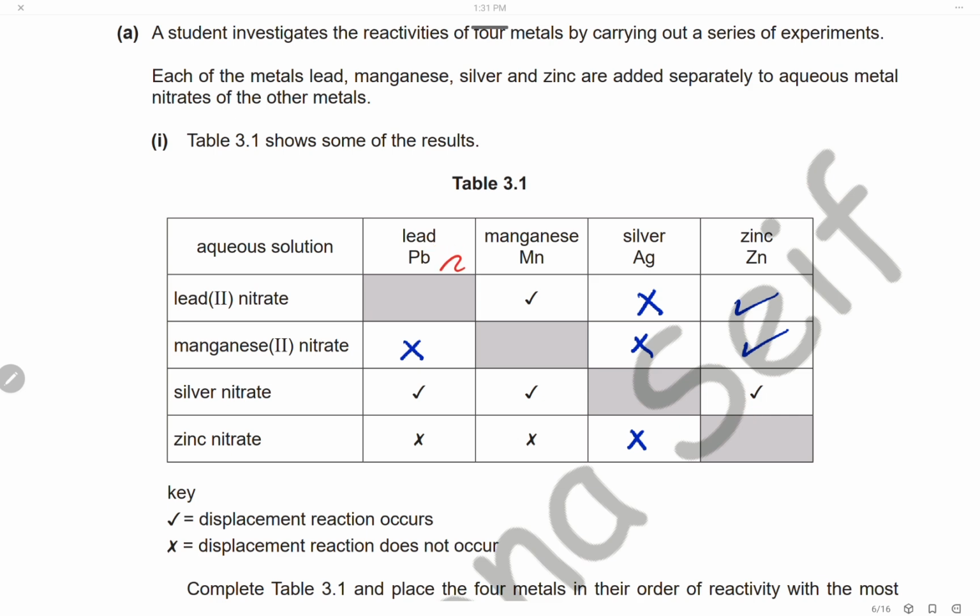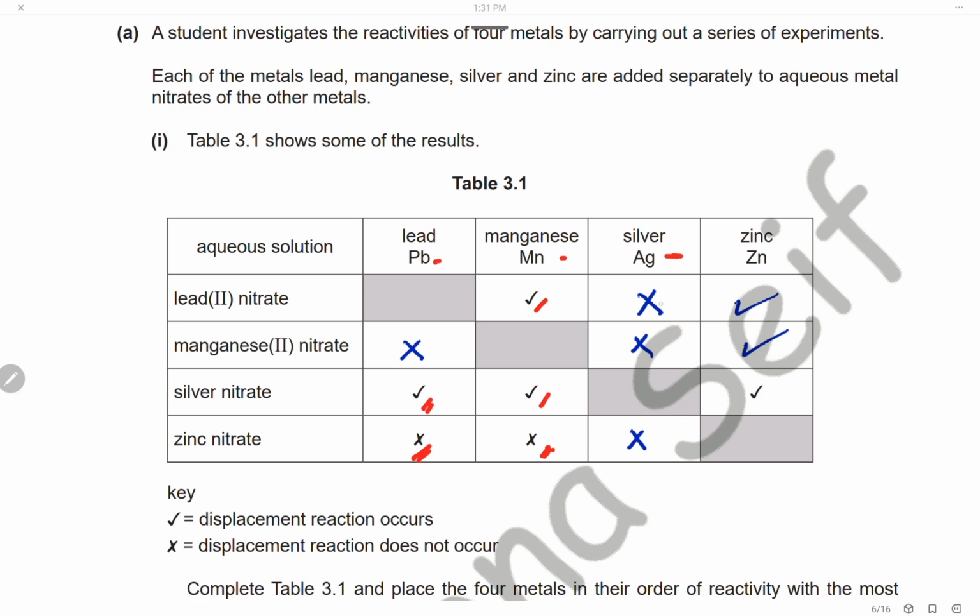First, lead. It can displace silver nitrate but cannot displace zinc. So we can know that lead is less reactive than zinc and more reactive than silver. Here for manganese, manganese displaces lead and displaces silver, but it cannot displace zinc. So zinc is more reactive than manganese and more reactive than lead. Of course, we know that zinc is more reactive than silver, and lead is also more reactive than silver because silver is below hydrogen in the reactivity series, but lead and manganese are above hydrogen in the reactivity series. So silver is the least reactive.